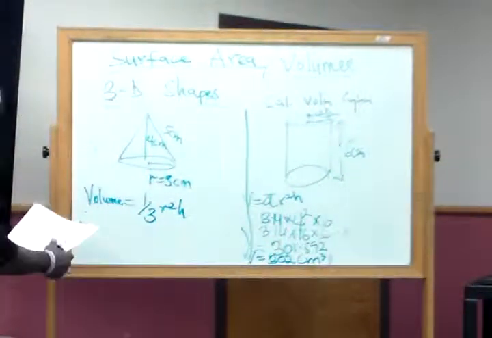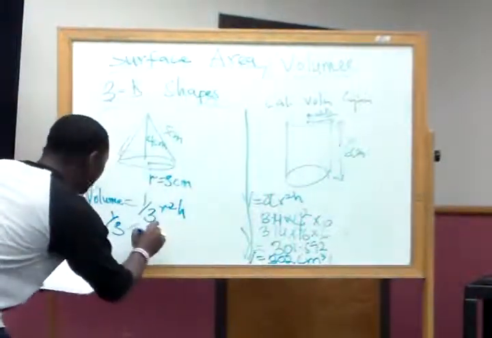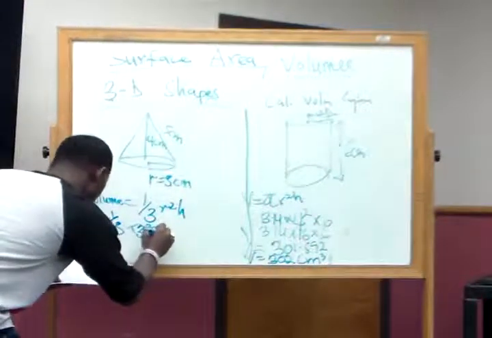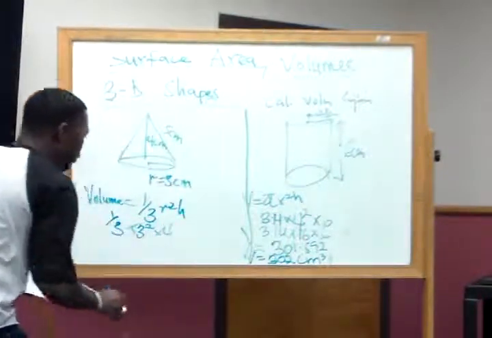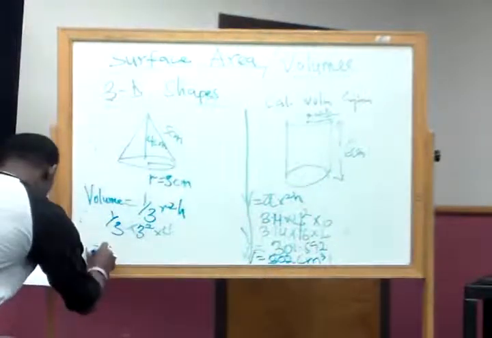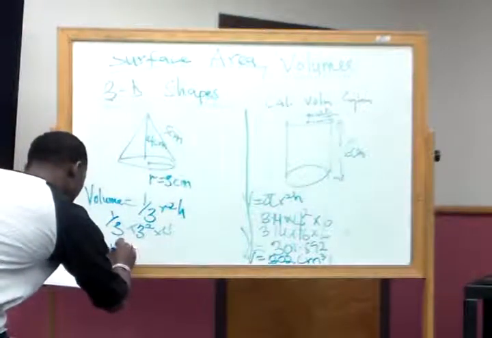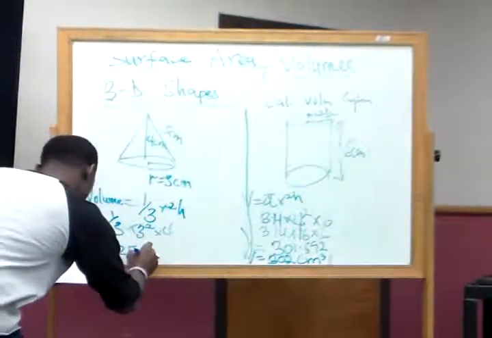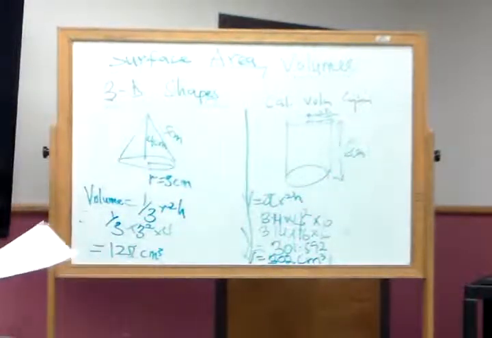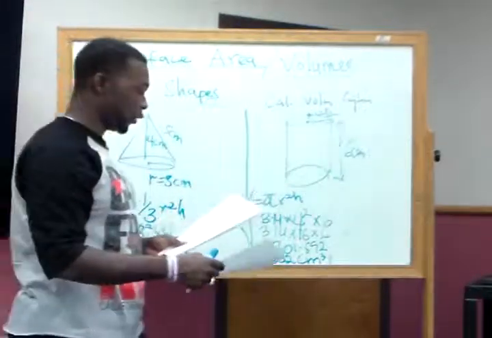Okay, so without much ado, all right, so finding the volume. We have 1/3 pi. Our radius is gonna be 3 squared times the height, which is 4. If you multiply 1/3 by 3 squared by 4, it is going to give us a total of 12 pi centimeters cubed. Of course, we know what pi stands for, right? 3.14. Okay, great job.